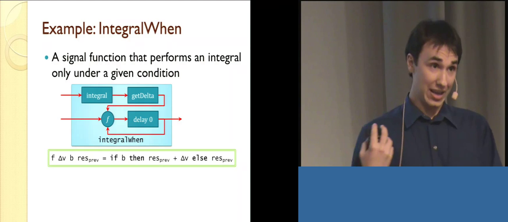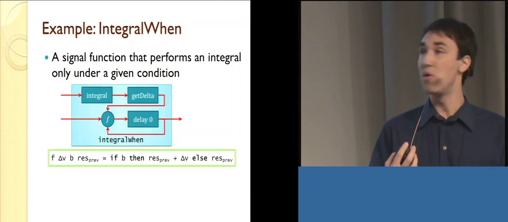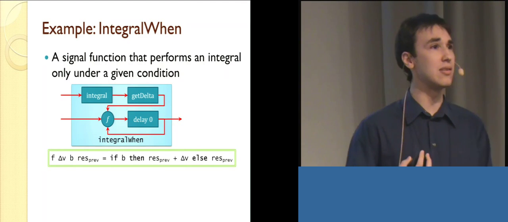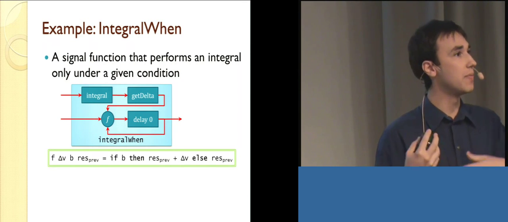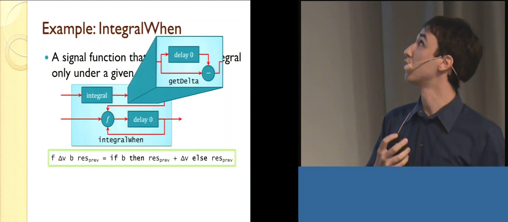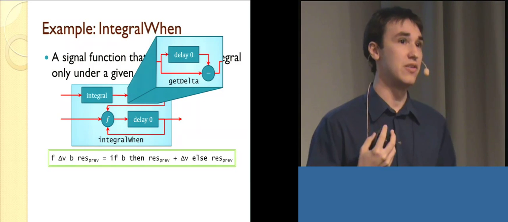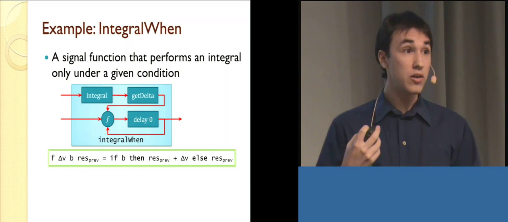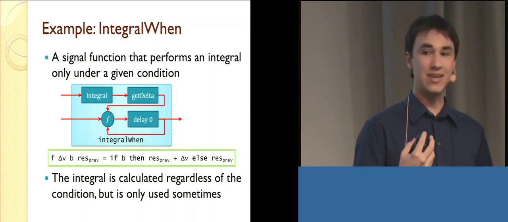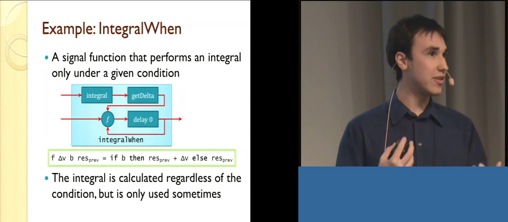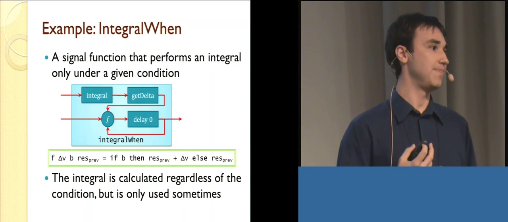So without switch, we might do it like this. We take our integral, we get the delta change that it's accumulated in this last moment in time. We put it through this function that basically says, well, if our condition holds, then we add that delta to our previous result, and otherwise we return our result. Just for the record, that get delta is just going to subtract out the previous value. So this works, but it's deeply unsatisfying because it's going to be calculating the integral regardless. On every moment in time, whether the condition is true or false, the integral is calculated.